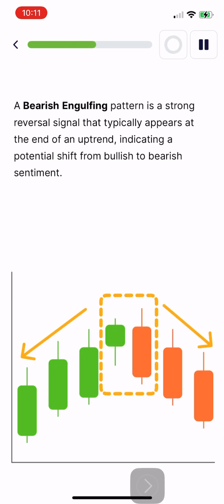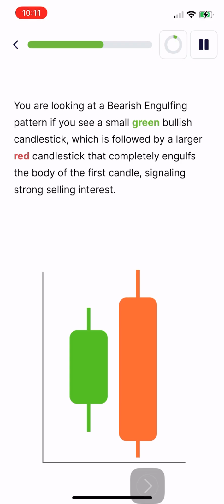A bearish engulfing pattern is a strong reversal signal that typically appears at the end of an uptrend, indicating a potential shift from bullish to bearish sentiment. You are looking at a bearish engulfing pattern if you see a small green bullish candlestick, which is followed by a larger red candlestick that completely engulfs the body of the first candle, signaling strong selling interest.